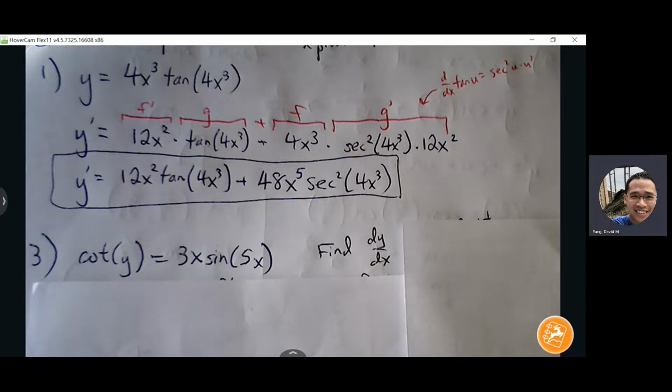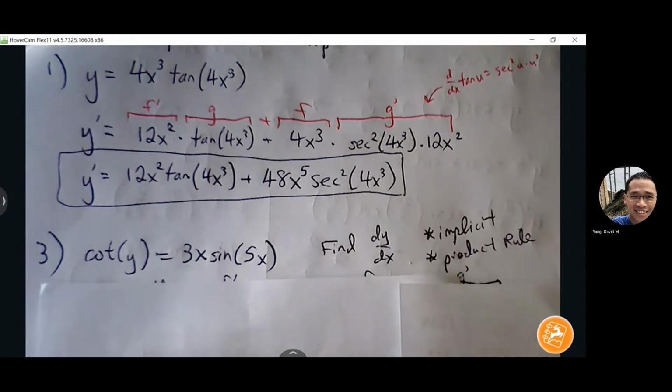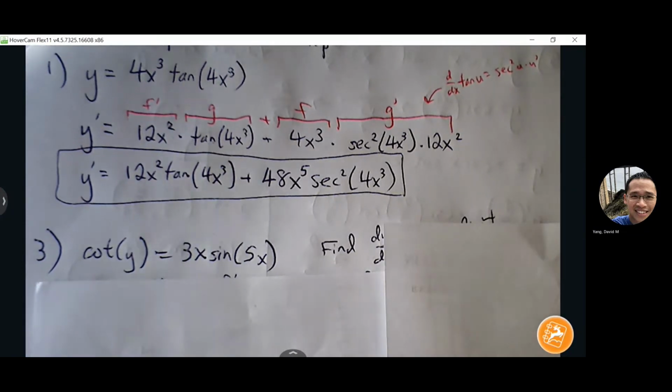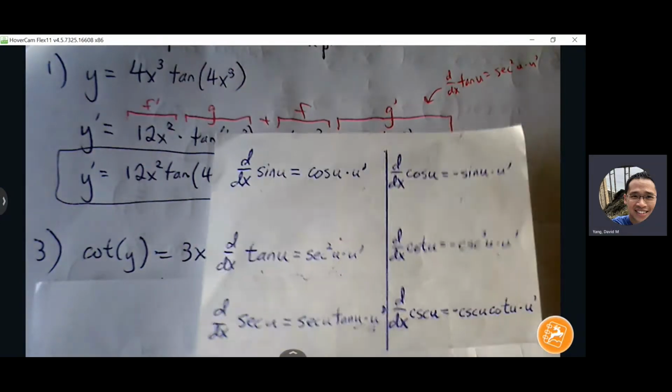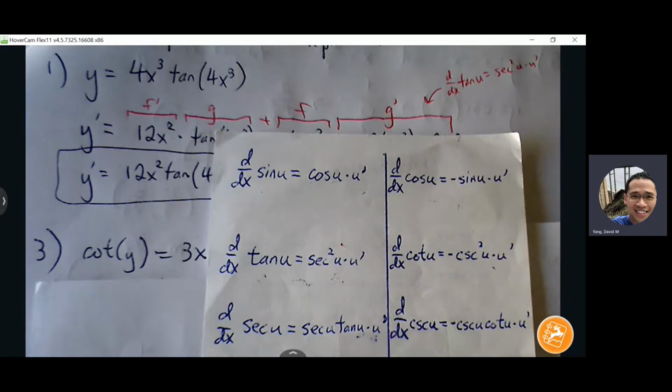Yeah, the problems aren't going to announce product rule themselves. Make sure you can look for it and recognize it, right? 3x and sine 5x are separate terms. You've got to go through product rule there. Remember, cotangent's derivative is negative cosecant squared u times u prime.